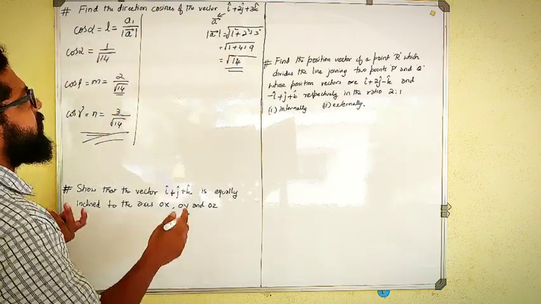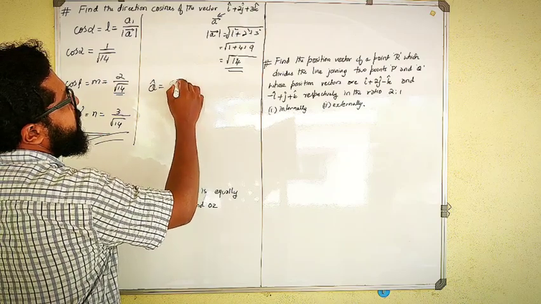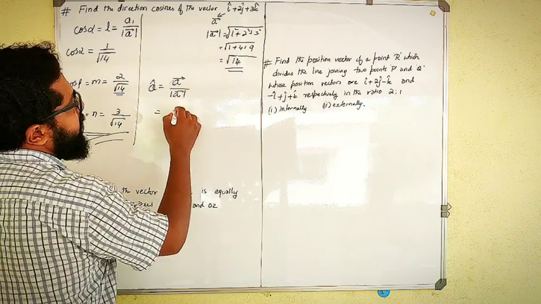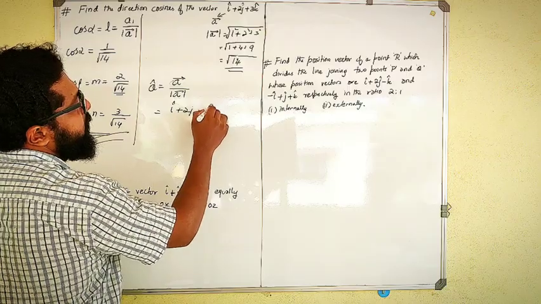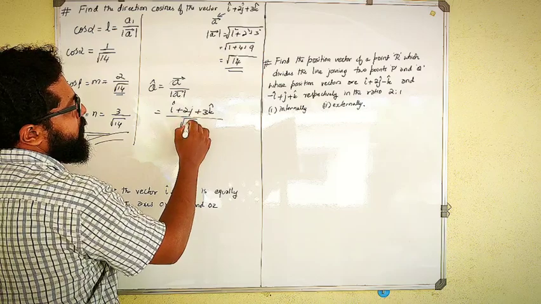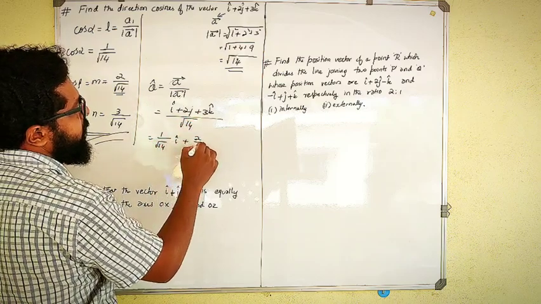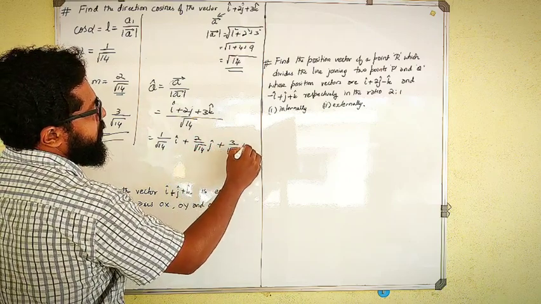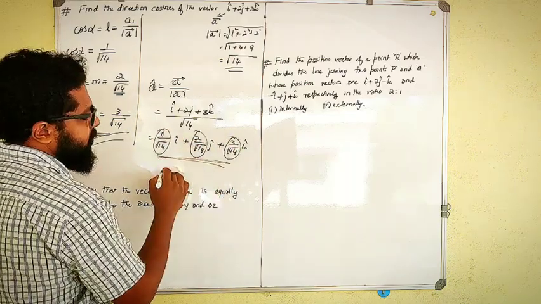Or else I could find out the unit vector, that is a cap is equal to the vector, that is a vector divided by magnitude of a vector. It is one and the same again. Whichever is easy for you, please follow that. This one I am just telling in case you don't remember this formula suddenly. So 1 by root 14 i cap plus 2 by root 14 j cap plus 3 by root 14 k cap. So these are the direction cosines.